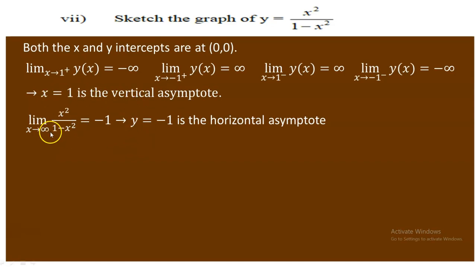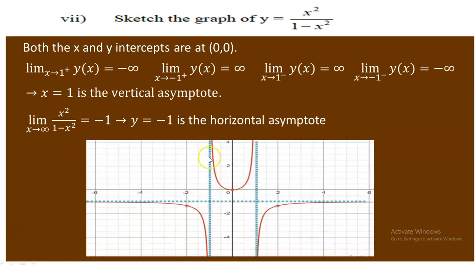And as you are taking the limit of this function as x goes to infinity, this is minus 1 because, look here, the coefficient of this is 1 and this is minus 1. 1 divided by minus 1 is minus 1, okay? So y equals minus 1 is the horizontal asymptote. That is to say, as the graph goes far away from the y-axis, it gets closer to this line, y equals minus 1.